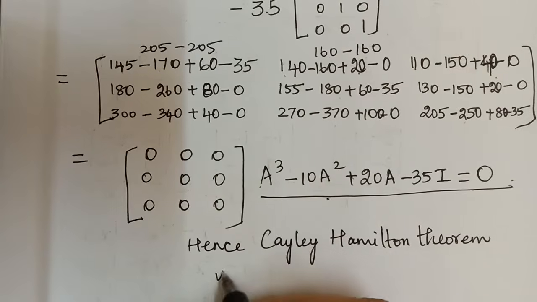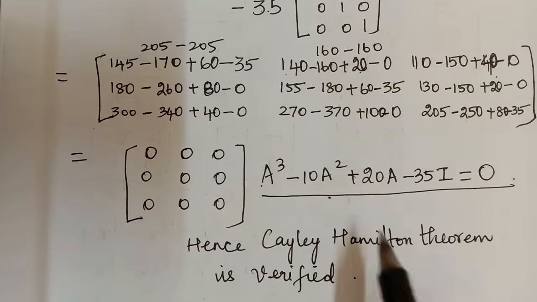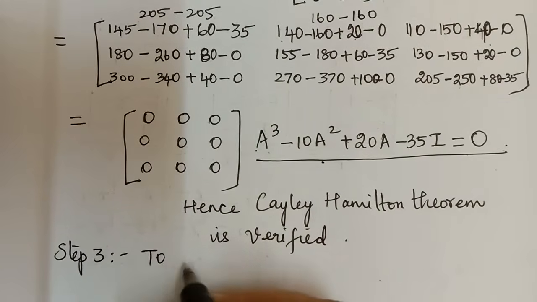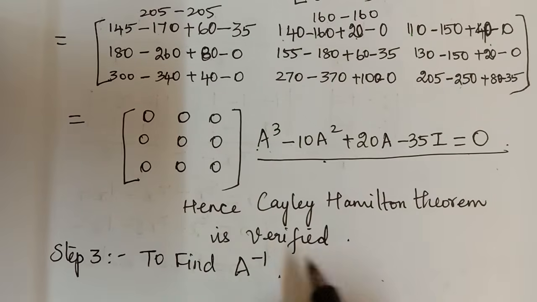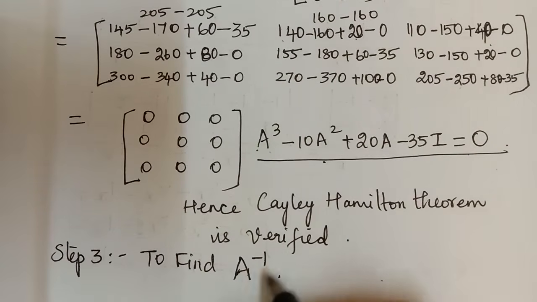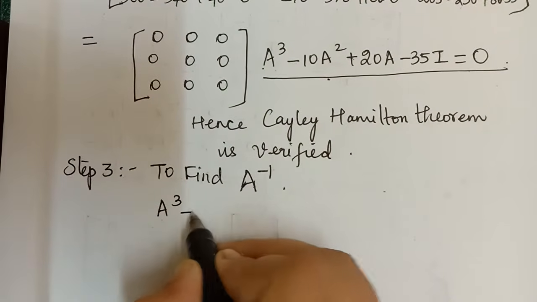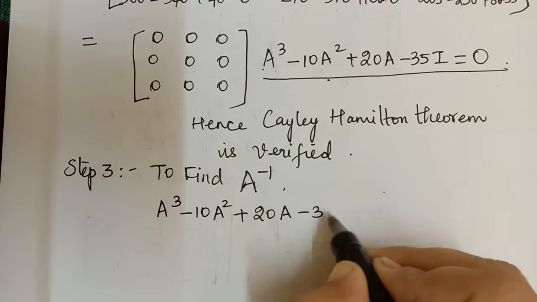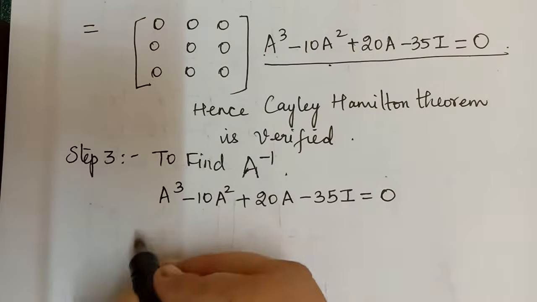So next we have to find the inverse of the matrix A by using this characteristic equation. So the next step is step 3, which is to find A inverse. So we have to find the inverse of the matrix A, which is represented as A inverse like this. For this we have to consider the characteristic equation that we have obtained. So 20A minus 35I equal to 0. So this is the characteristic equation that we have obtained.